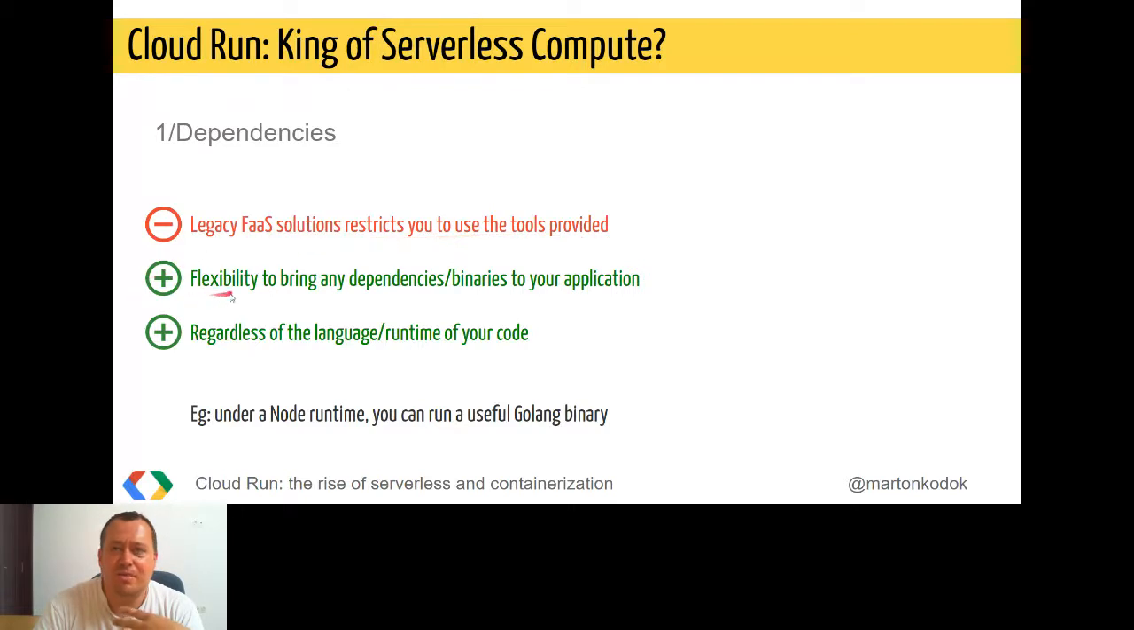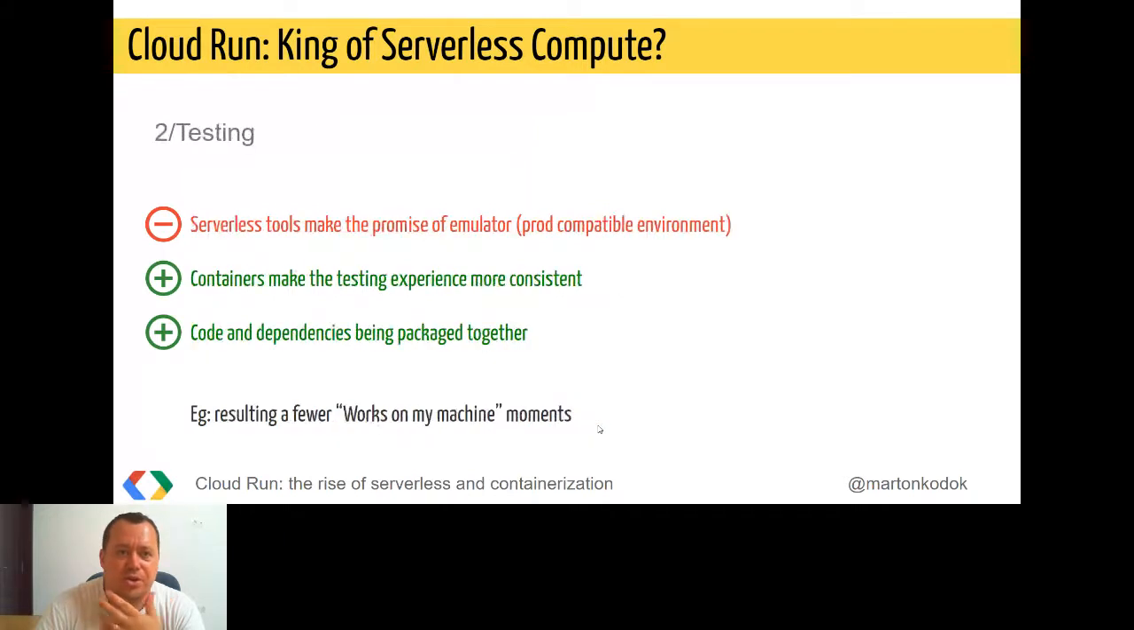Now, Cloud Run actually brings any flexibility, because you can have all kinds of, let's say, dependency and binary assembled inside your container, and it's your choice what kind of outdated version you are using for your container, or a newest alpha or beta or release candidate version. And it's regardless of language and runtime of your code. So just an example, under a Node application, under a Node runtime, you can run a useful Golang binary next to it, assembled in the same application. It will be working together. They are actually fast operations like that.